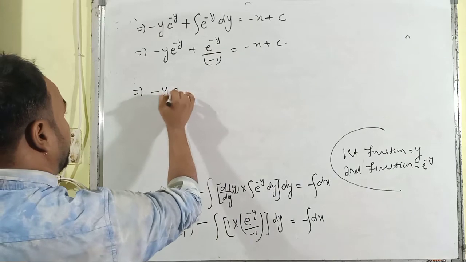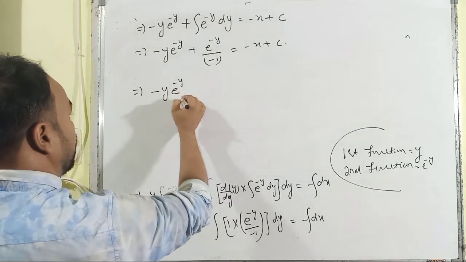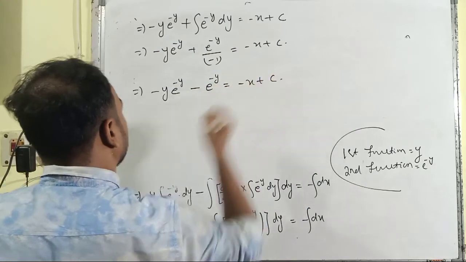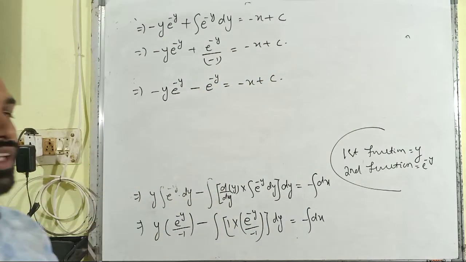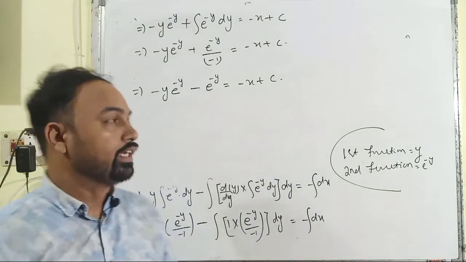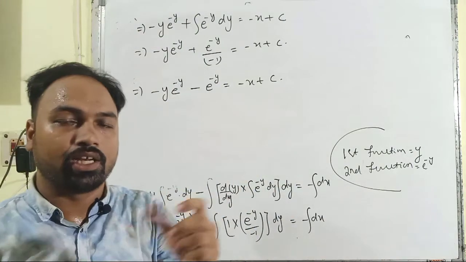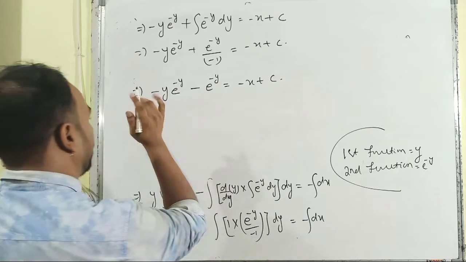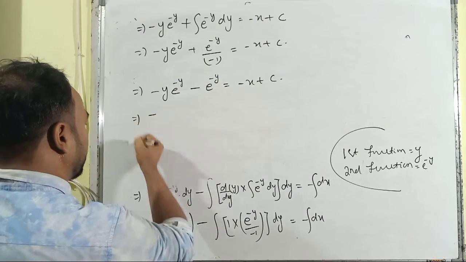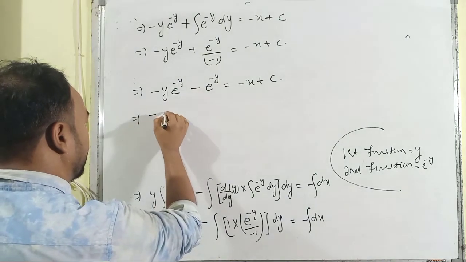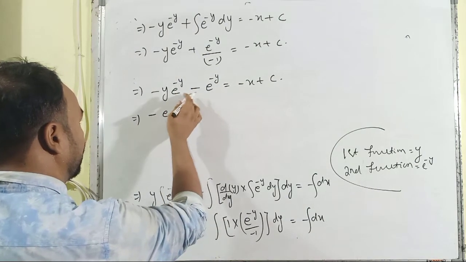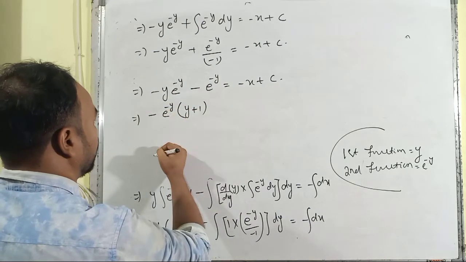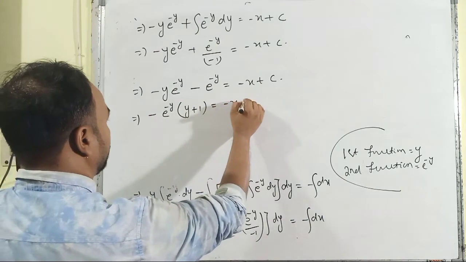Then the answer will be minus y e to the power minus y minus e to the power minus y, it is minus x plus c. But the answer given in your book is not your final or exact answer. It will not match with your answer book. So let us take a common here, take a minus common, and also take common e to the power minus y, then it becomes y plus 1, and it is minus x plus c.